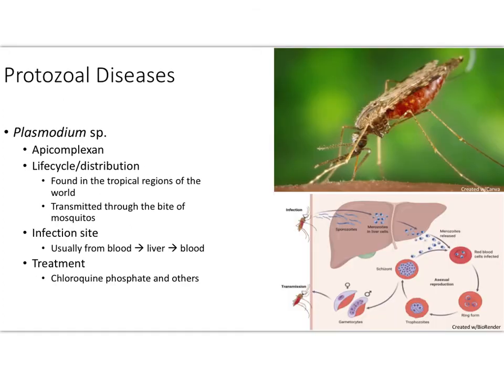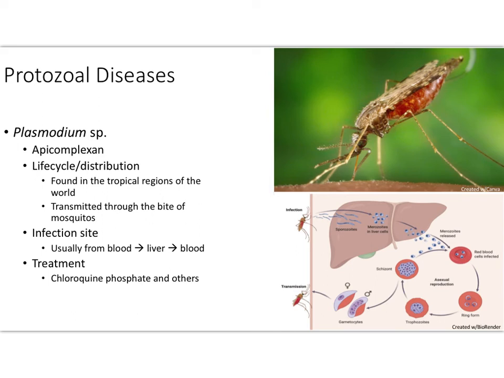And finally, our last protozoa is one called Plasmodium. We're actually going to be talking about the genus Plasmodium rather than individual species, because there are individual species, but we're just going to look at this genus as a whole. Plasmodium is another apicomplexan protozoa.